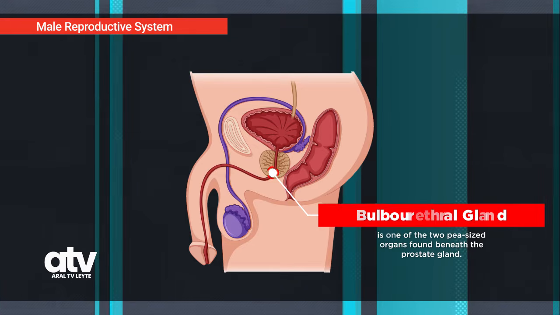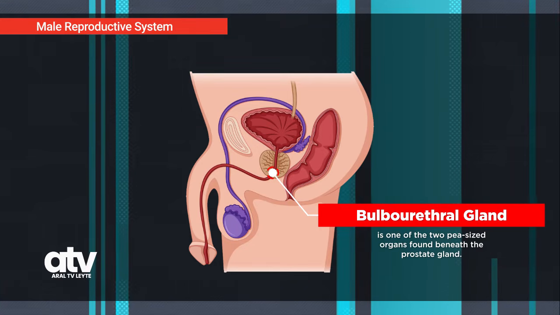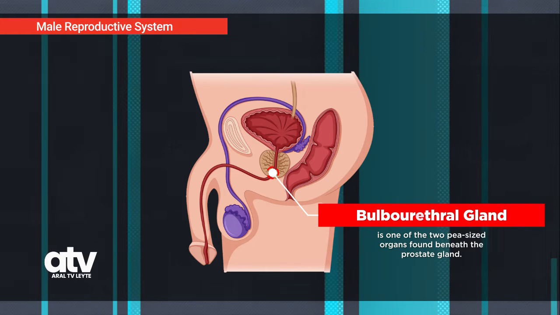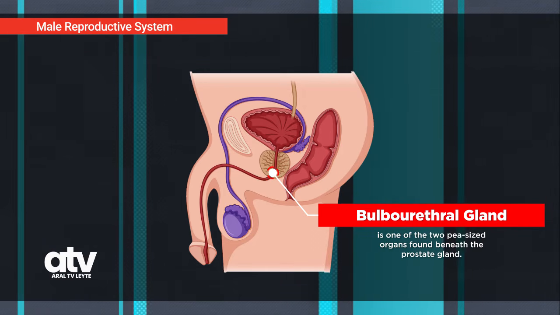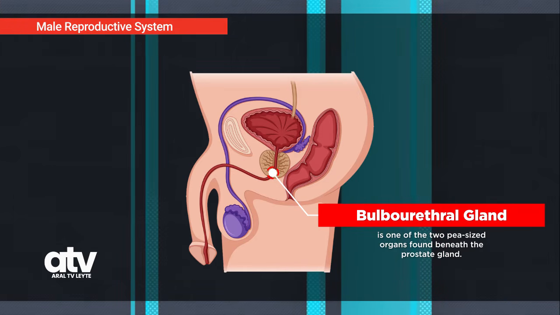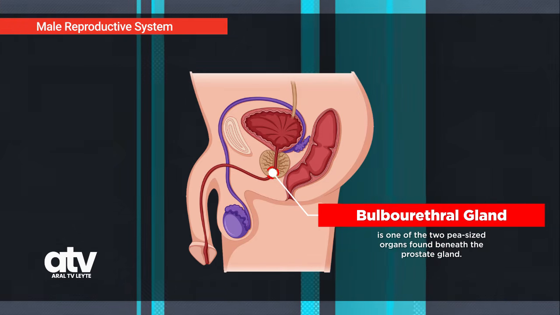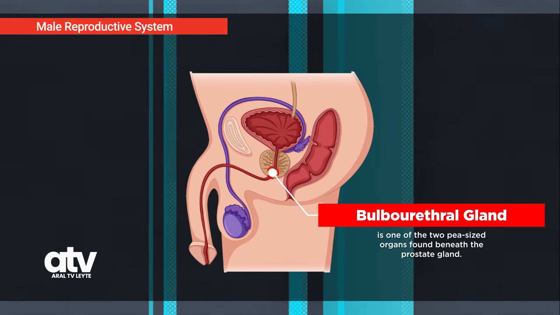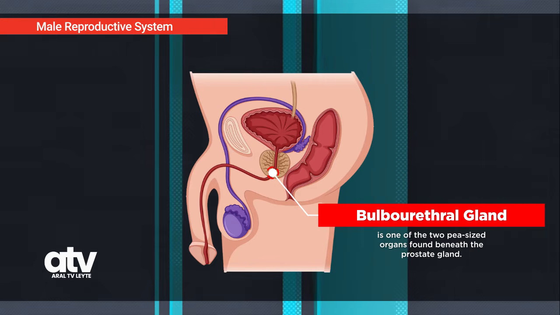Cowper's gland. Cowper's gland is also called bulbourethral gland. It is one of the two pea-sized organs found beneath the prostate gland. It is responsible for releasing fluid that flushes out foreign matters and neutralizes the acidic urine in the urethra.